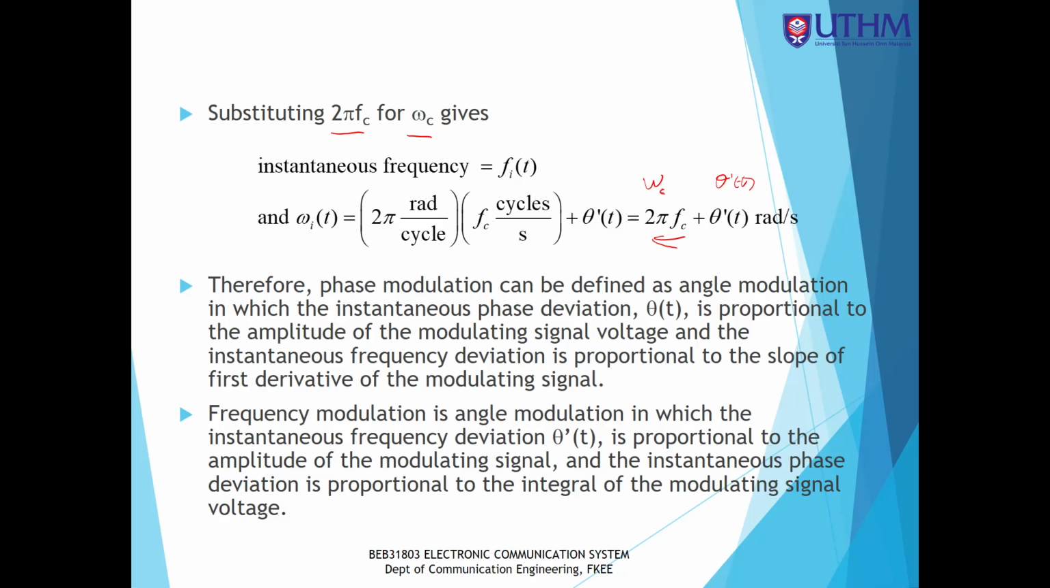So you can read this one. I have explained about PM and also FM. PM, phase modulation, is the process of changing the phase of the carrier in accordance with the amplitude variation of the modulating signal. Frequency modulation, FM, is the process of changing the frequency of the carrier in accordance with the amplitude variation of the input message.